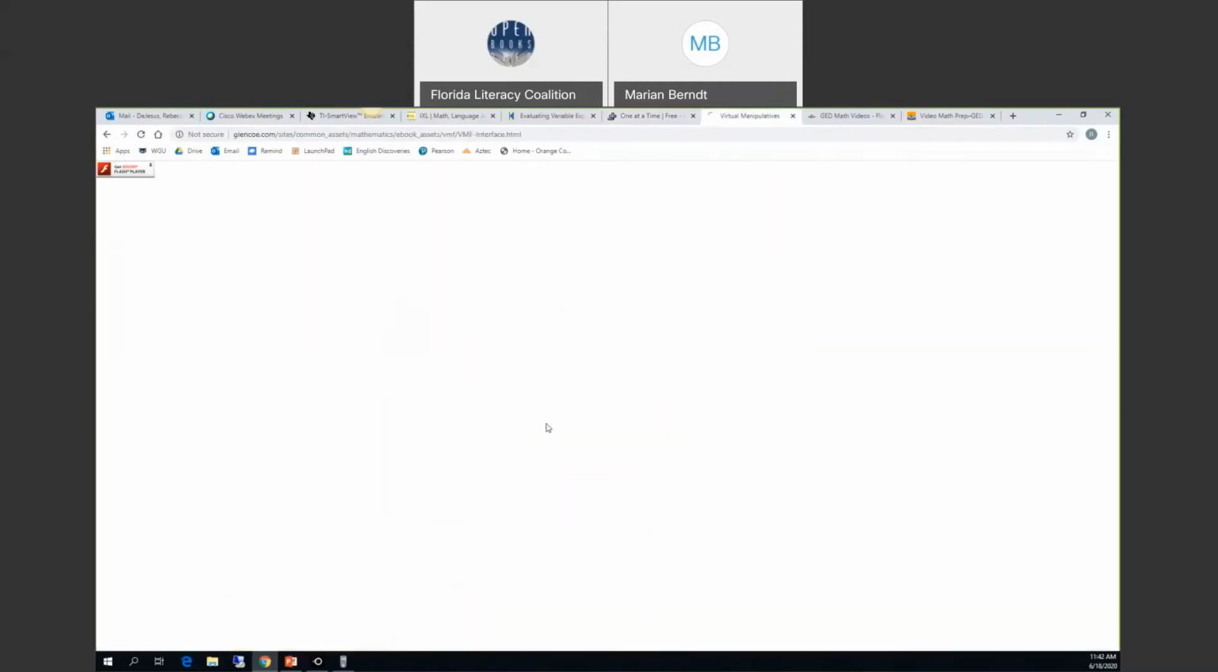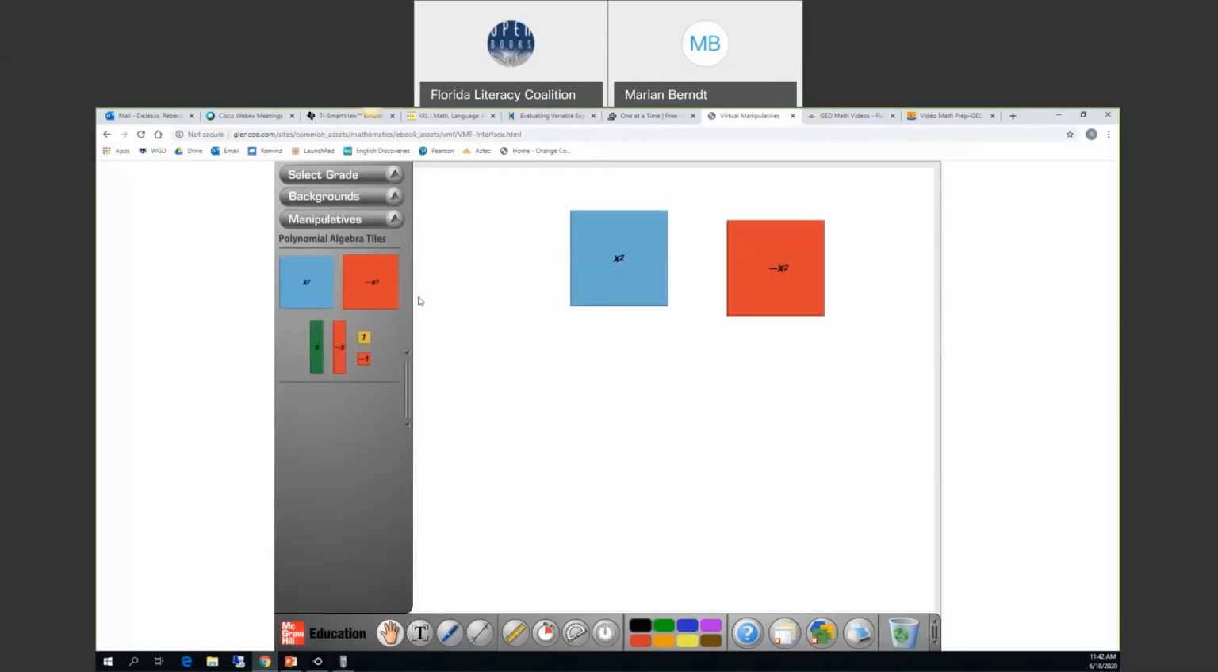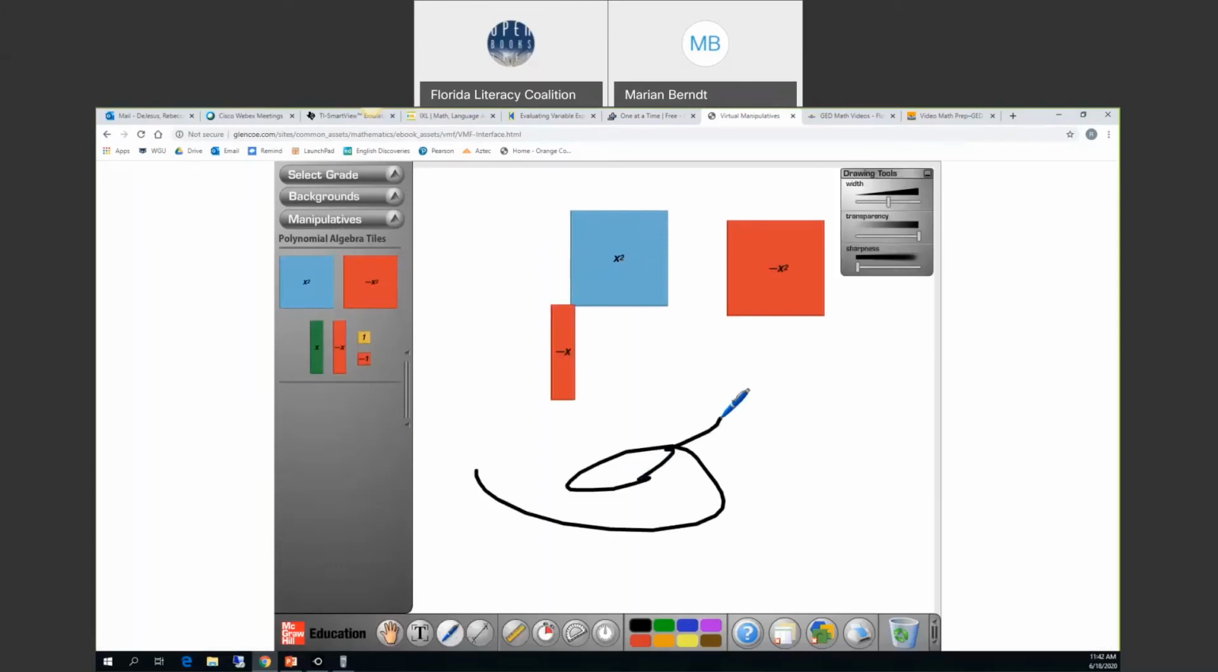Alrighty, another website that will be included in the PowerPoint, they all will be included in the PowerPoint, is this virtual manipulatives software. And here you've got algebra tiles that you can click and drag in if you wanted to show that. This is a whiteboard space where you can write on it. Now this is me writing with my mouse, so it's not as beautiful of handwriting.